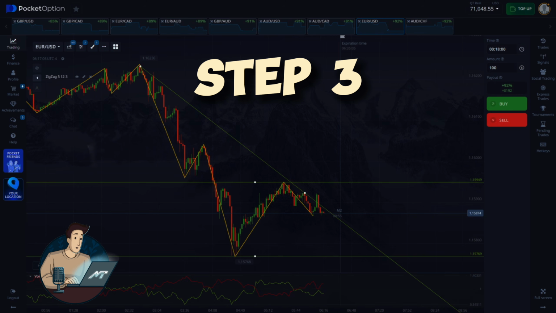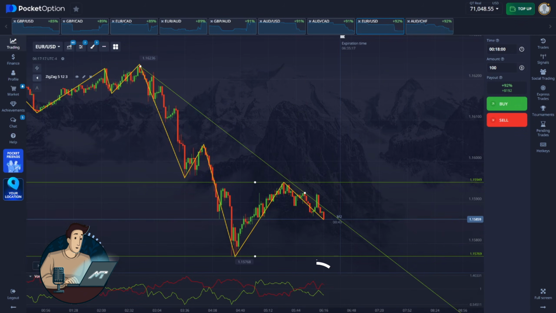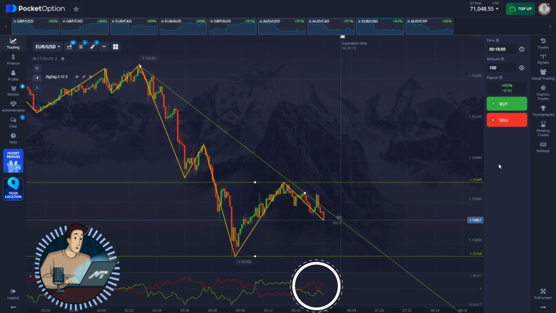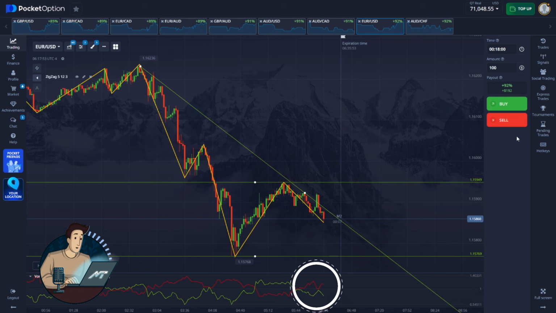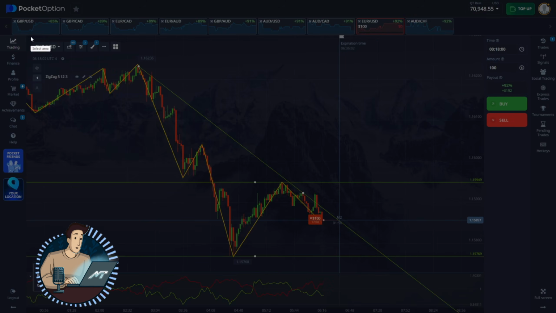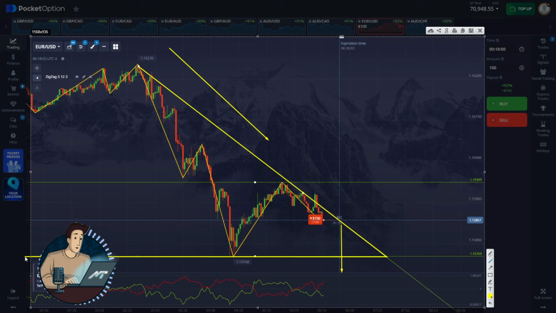Step 3, watch the Vortex. Then you wait for the lines to start spreading apart again. That's confirmation the impulse is kicking off. And that's your entry, straight in the direction of the trend.